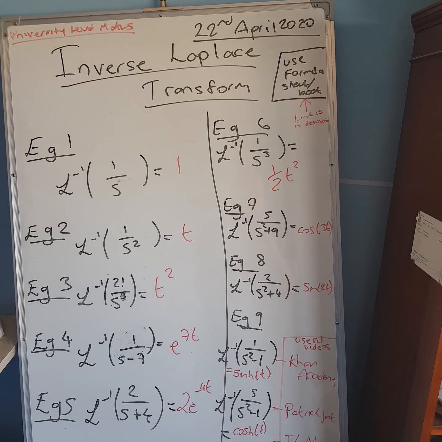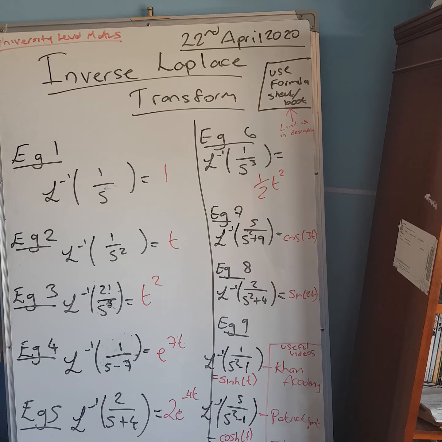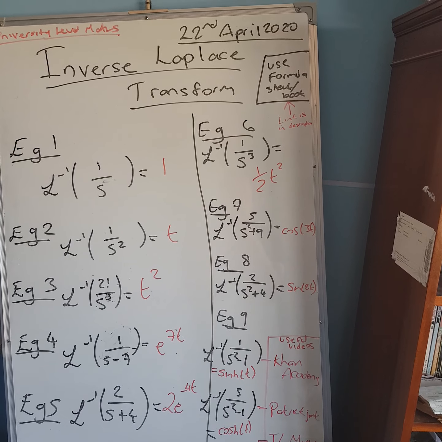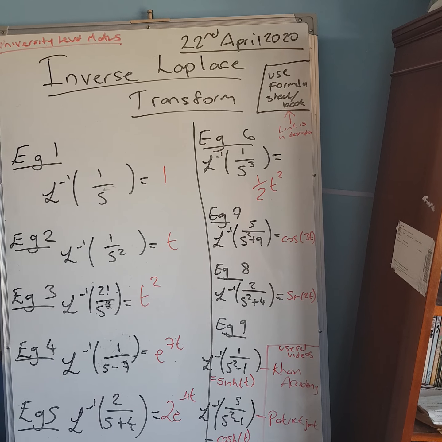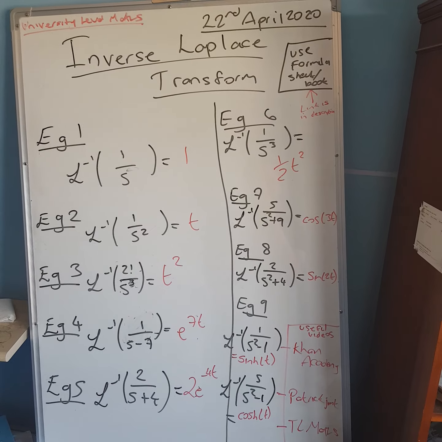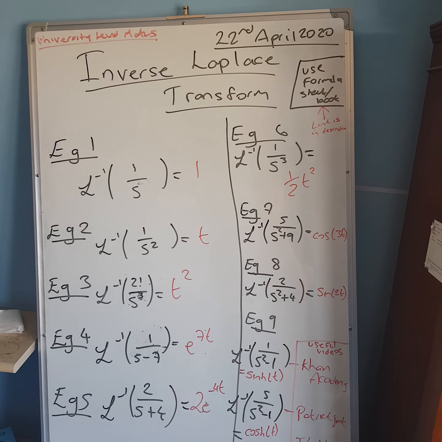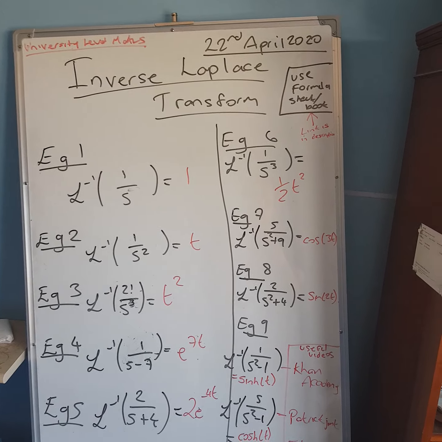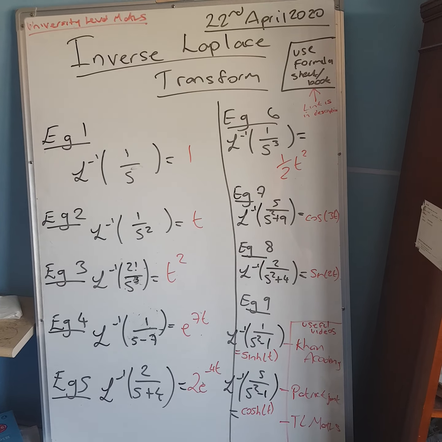Example 4, the inverse Laplace transform of 1 over s minus 7 is e to the 7t. Example 5, the inverse Laplace transform of 2 over s plus 4 will be 2e to the minus 4t. So remember, when it's 1 over s plus a, it will be e to the minus at. So just be careful with your signs in that one.